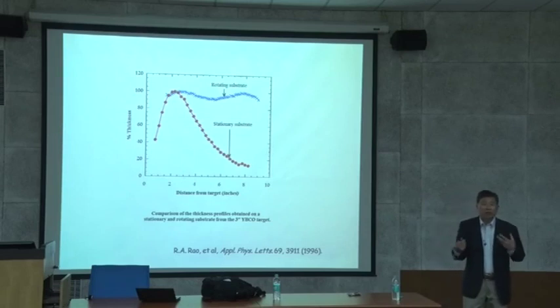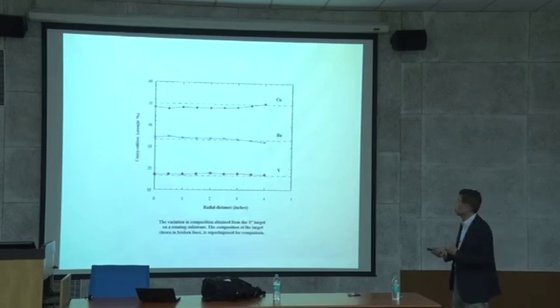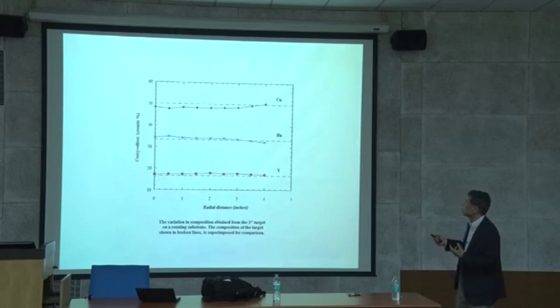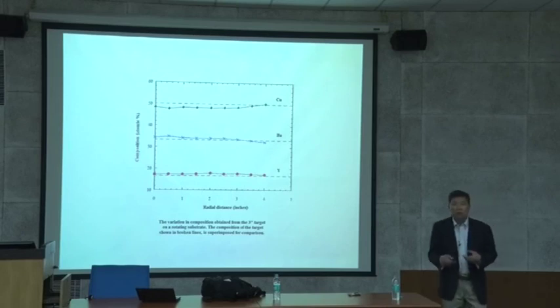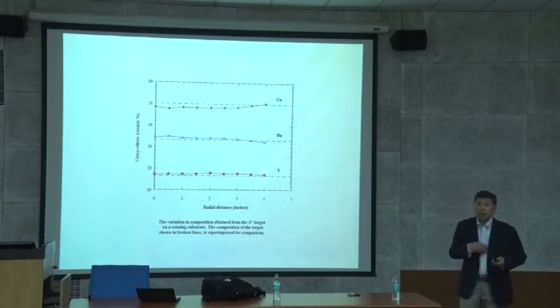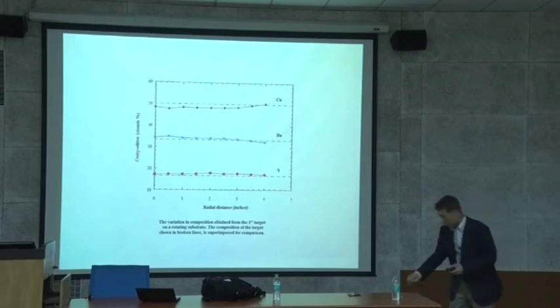Other techniques are much harder to adapt to this, but here you simply have a rotation and a spiral target. And this is the composition measurement of yttrium-bearing copper oxide, relatively uniform here. A lot of the composition analysis we do is wavelength dispersive X-ray spectroscopy, and the error bar is relatively small. And that's what you get.